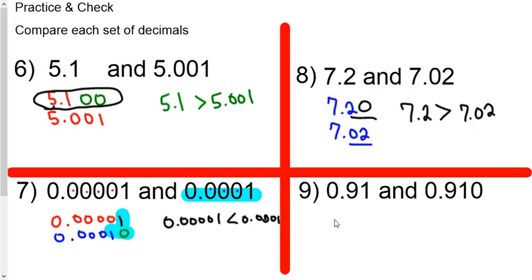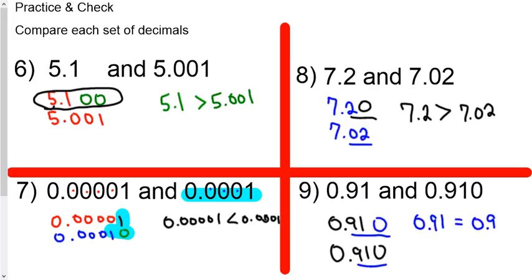And the last one, 0.91 or 91/100ths, and 0.910, and this time we've got to add a 0 on here, and do you see that? It's exactly the same. So this is equal to that. 91/100ths is equal to 910/1,000ths. Excuse me, let's see. That's how we could read that.